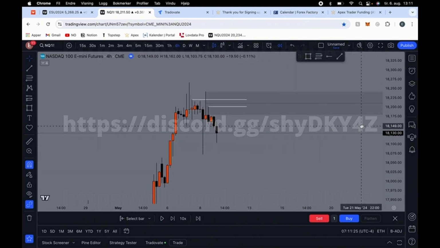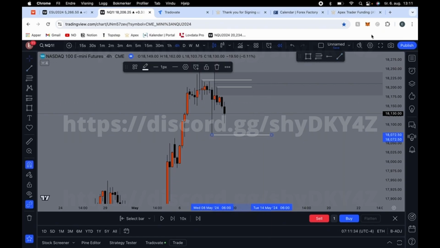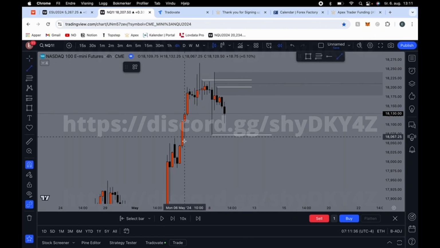Now, why would I just take this short specifically? Well, we have some sell side down here, which would be my bias. I guess this would be the real sell side.